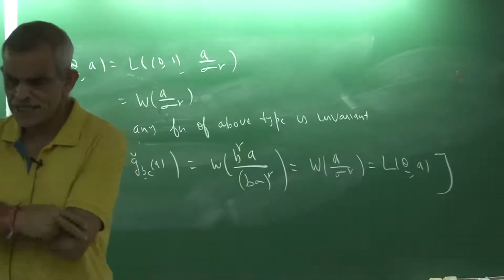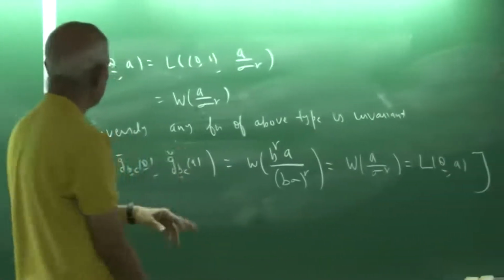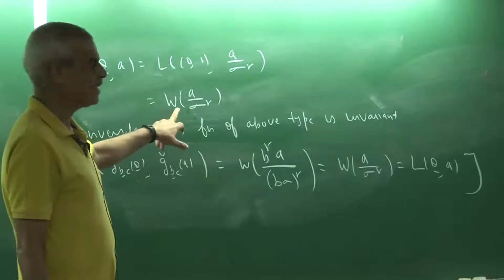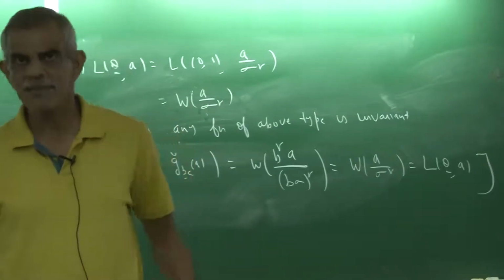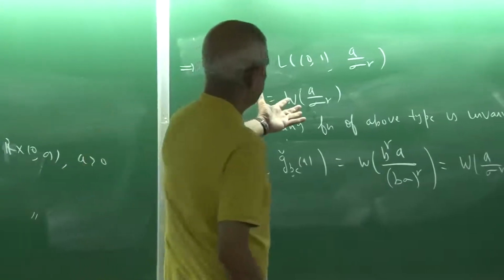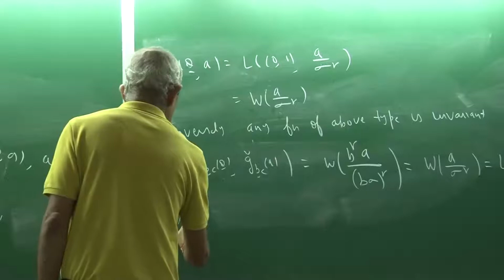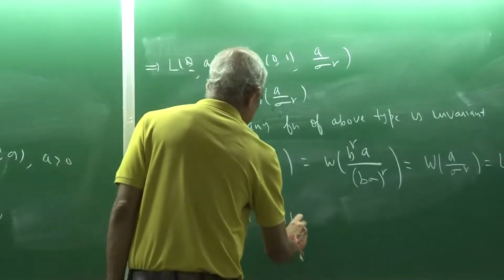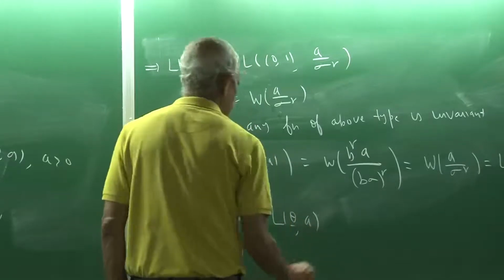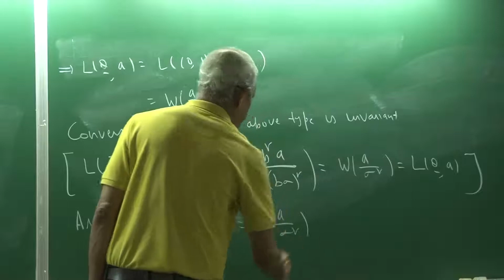So what it suggests is my loss function would be invariant if and only if it is a function of a upon sigma to power r. So I'll take my loss function to be of this type. So what I assume is that L theta a is W of a by sigma to power r.